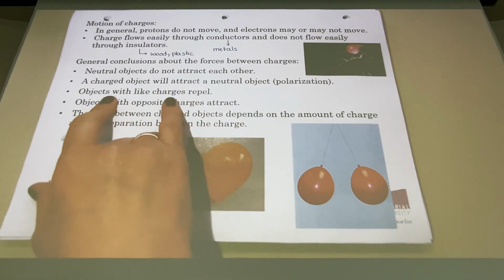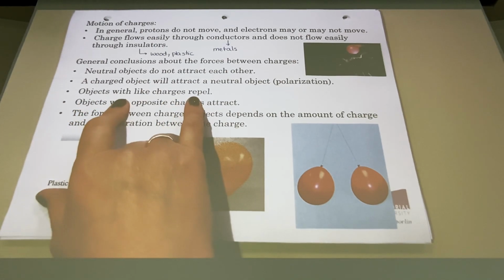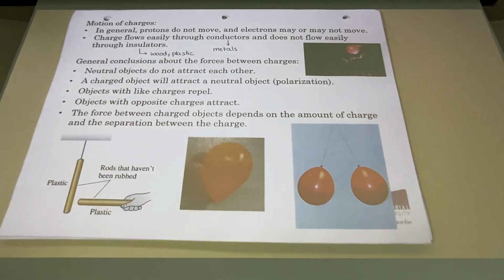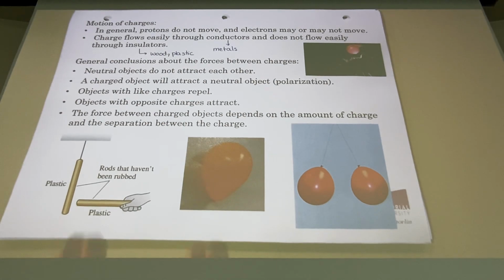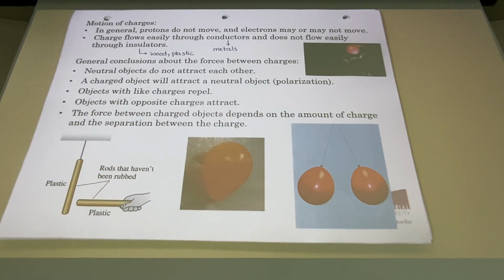Objects with like charges, so two positives or two negatives, if you bring those together, they're going to repel. You can test that out with balloons again. Rub two balloons on your head and try to bring them together. You'll see that they won't touch each other. They'll just get pushed apart. And if they have opposite charges, so one positive and one negative, they will get pulled together.